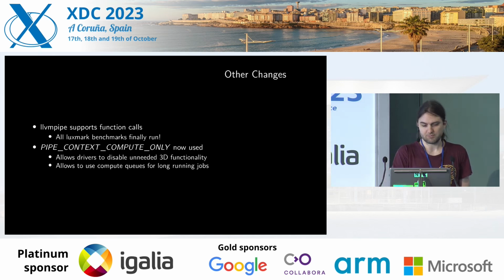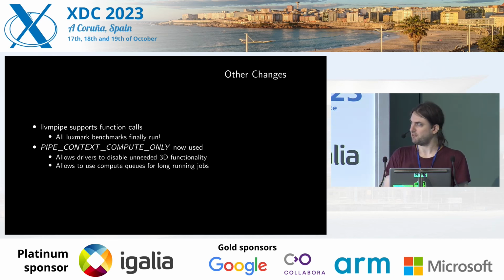There are also other changes. The biggest probably is that we finally have a driver which supports function calls natively, which is quite important for bigger kernels, because otherwise we just run out of memory on the compiler side, and that's not great. Which also means that on llvmpipe, all the Luxmark benchmarks can finally compile in short time and actually run, so that's great.